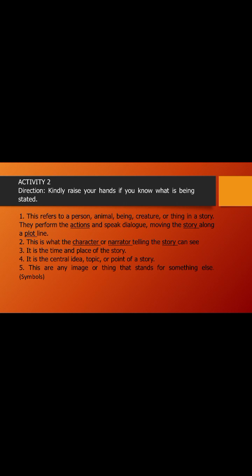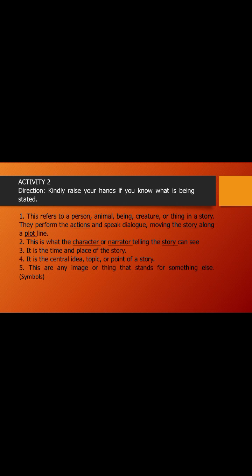The third one is the time and place of the story. Excellent. You are right again. It is the setting. Okay, so number 4. It is the central idea, topic, or point of a story. Yes, it is the theme. Very good. And lastly, these are any image or thing that stands for something else. Yes, they are the symbols, the representation of something.